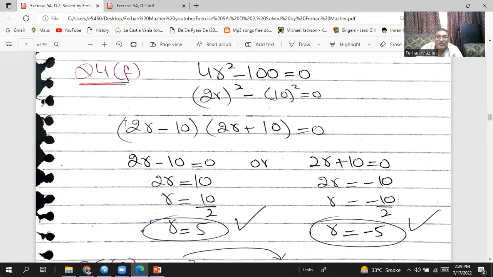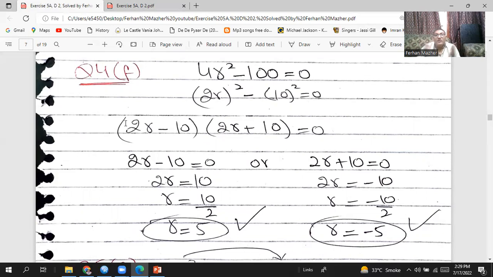So I will make both the brackets equals 0. 2r minus 10 equals to 0, so 2r will be equals to 10. So r will be equals to 10 divided by 2, and r will be 5. I will make the second bracket 0: 2r plus 10 equals to 0. So 2r is equals to minus 10. r will be equals to minus 10 divided by 2, so r will be minus 5.